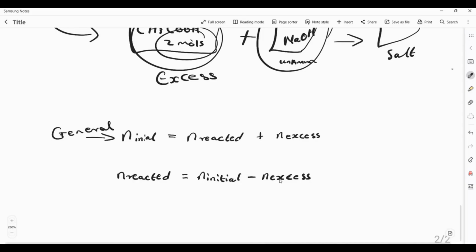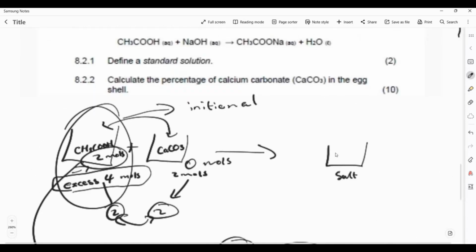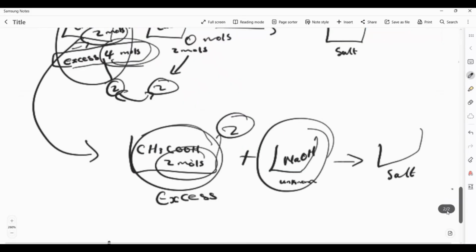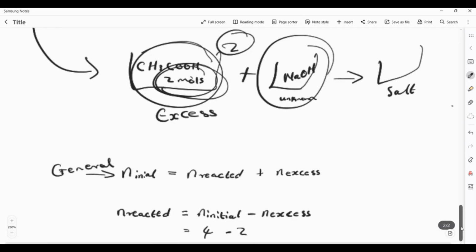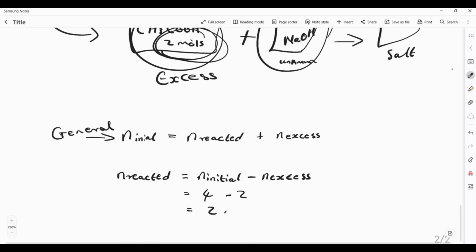Okay, say, now I don't understand. Okay, fine. Look at this. In our initial solution, before the reaction took place, the number of moles that we had was 4. That is the initial number of moles. But in our excess solution, we found out that only 2 was in the excess solution. That means if I subtract that 2, what am I going to get? I'm going to get a final answer of what? 2 moles.